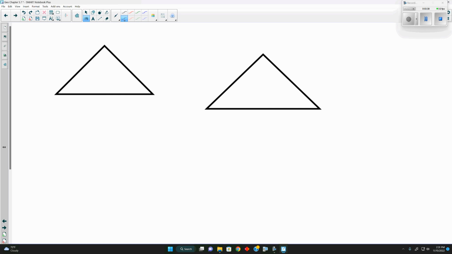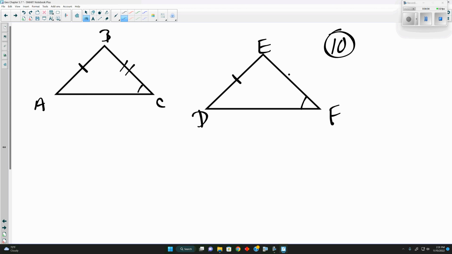Now, for this one here, we have A, B, C, D, E, F. And number 10 is the one we're looking at. We're told that angle C and angle F are congruent. We're told that AB and DE are congruent. And then we're told also that BC and EF are congruent. We want to prove that these 2 triangles are congruent and explain your reasoning. So we do have a set of sides that are congruent.